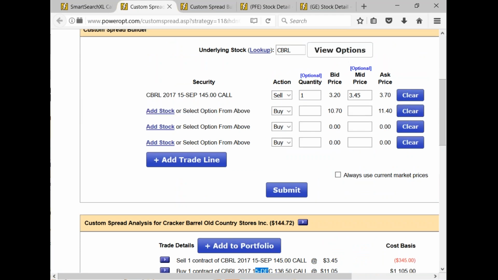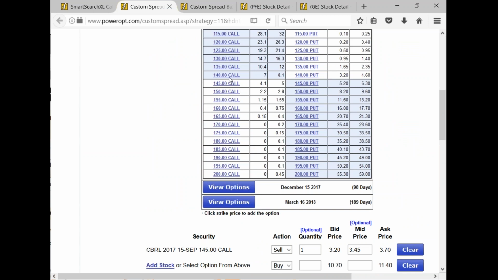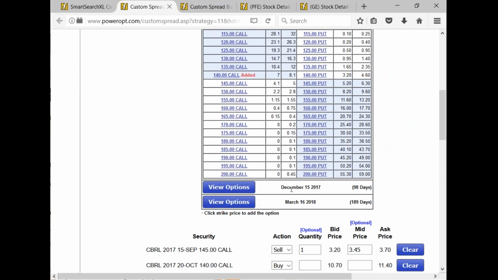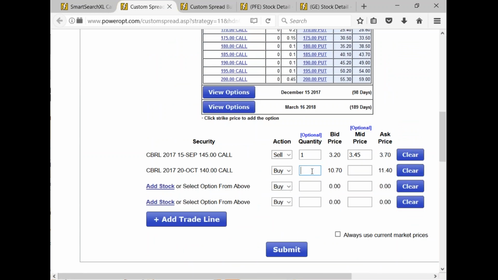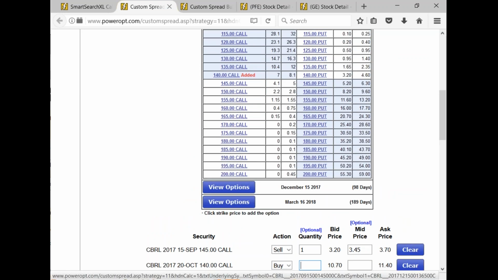Let's clear out the December. Let's go with the 140. Let's keep it closer. Call this a cost of 750. Why is the 145 at 345? That's amazing.